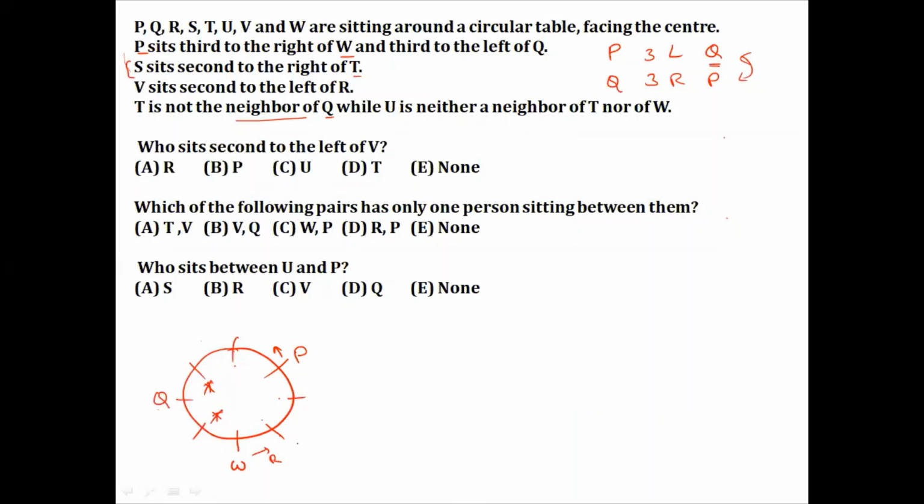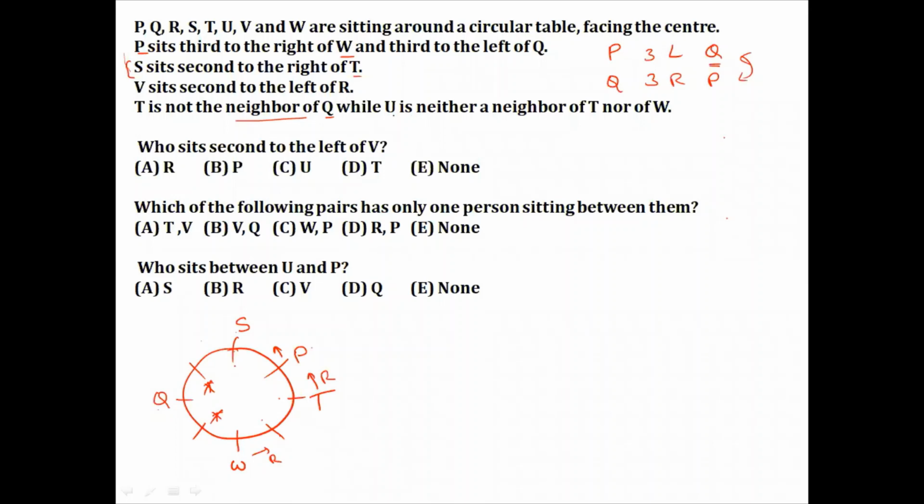Now, can I take T here? No, I can't, because the P place goes to S. That is again a problem. So by observing this statement, we can understand that there is only one place for T, that is beside P. Because in the second statement, S sits second to the right of T. So this is the right side of T, first right, and second right. So S is here.